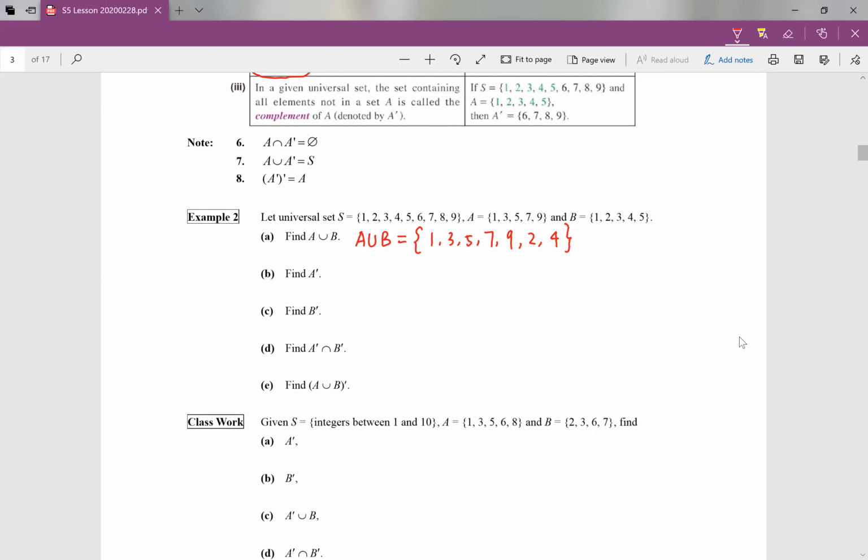Moving on, how about A prime, the complement of A? So I just write everything that's not in A, but in S. So 2, 4, 6, 8, the complement of A. Complement of B, 6, 7, 8, 9.